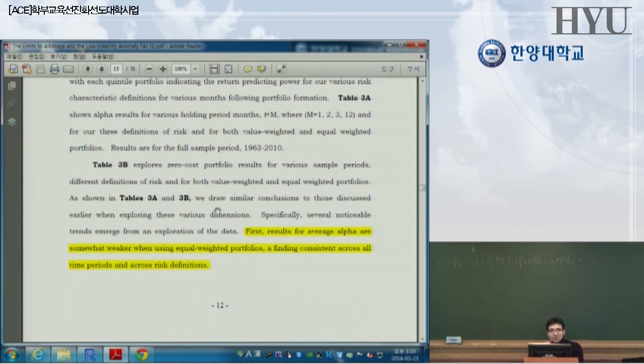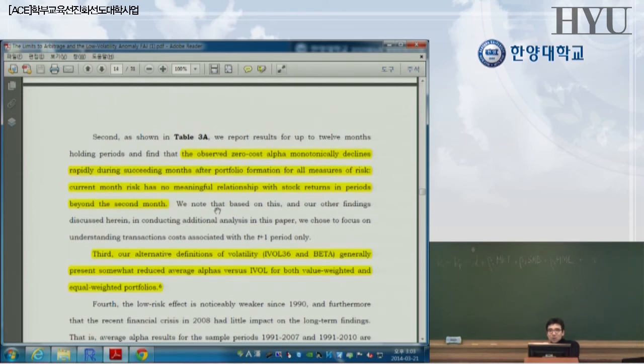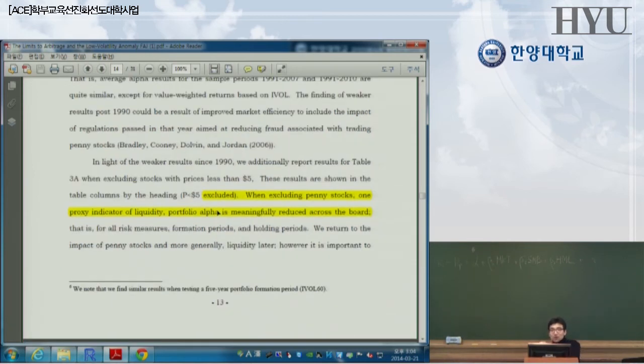So first, results for average alphas are somewhat weaker when using equal weighted portfolio, a finding consistent across all time periods and across all risk definitions. The observed zero cost alpha monotonically declines rapidly during succeeding months after portfolio formation for all measures of risk. Current month's risk has no meaningful relation with the stock return in periods beyond the second month. Third, our alternative definition of volatility, IBOR 36 beta, generally presents somewhat reduced average alpha versus IBOR for both value-weighted and equal-weighted portfolios. So when excluding penny stocks, one proxy indicator of liquidity, portfolio alpha is meaningfully reduced across the board. That is, for all risk measures, formation periods and holding periods.